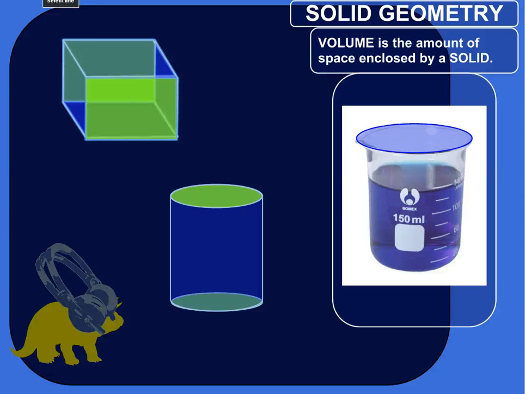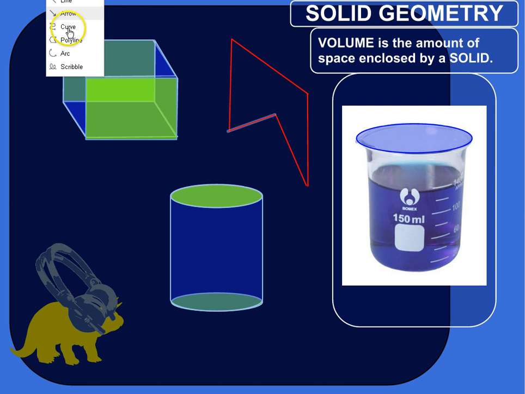All right, volume is kind of like area, but in three dimensions. So when we talk about the area of a two-dimensional figure, let's say something like this. We got a two-dimensional figure. The area is the amount of space enclosed by its sides.